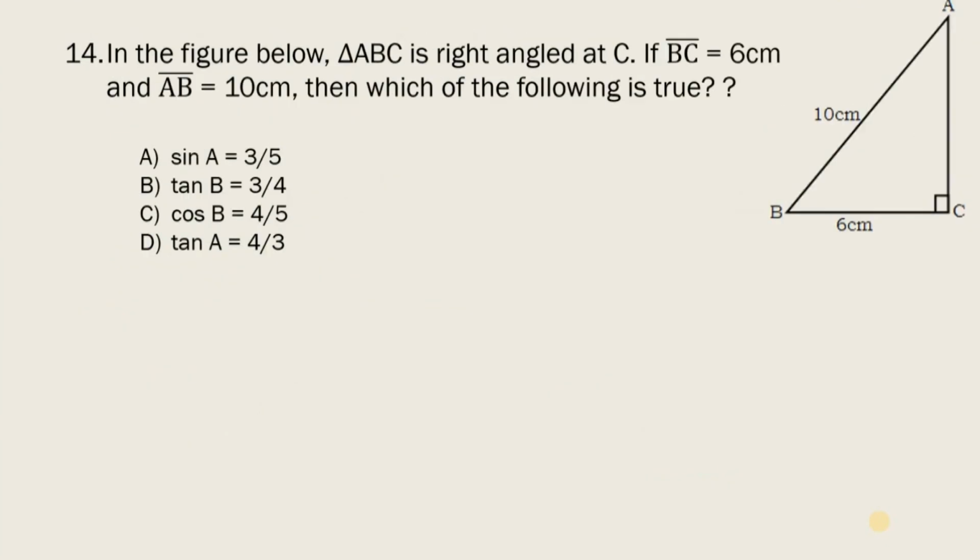Question 14. In the figure below, triangle ABC is right-angled at C. If the length of BC is 6 centimetres and the length of AB is 10 centimetres, then which of the following is true? Sin A is 3/5, tan B is 3/4, cos B is 4/5, or tan A is 4/3. Pause the video whilst you decide.